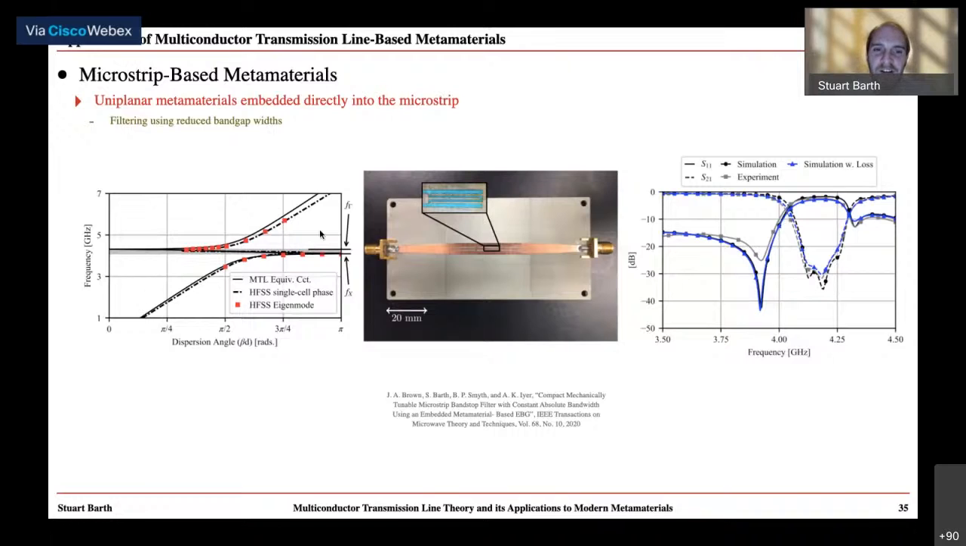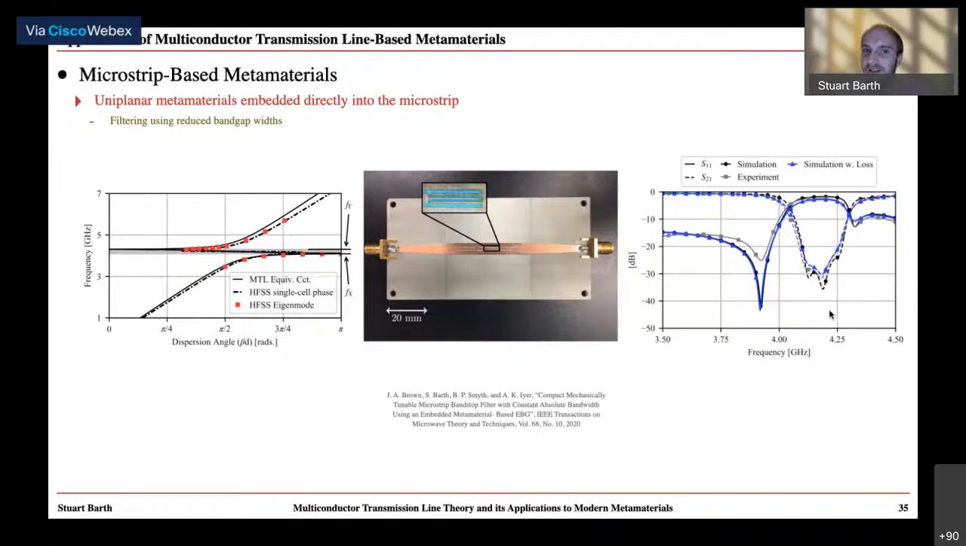And so as shown on the dispersion diagram on the left, there's a very narrow bandgap range supported, and he showed that he could use this to create a very narrow band but controllable filter. So as shown on the right, the filter has a very well-defined stop band region, but also this was created, again, simply by embedding the metamaterial into a host microstrip line. So really, it's just a microstrip with some copper sections removed.